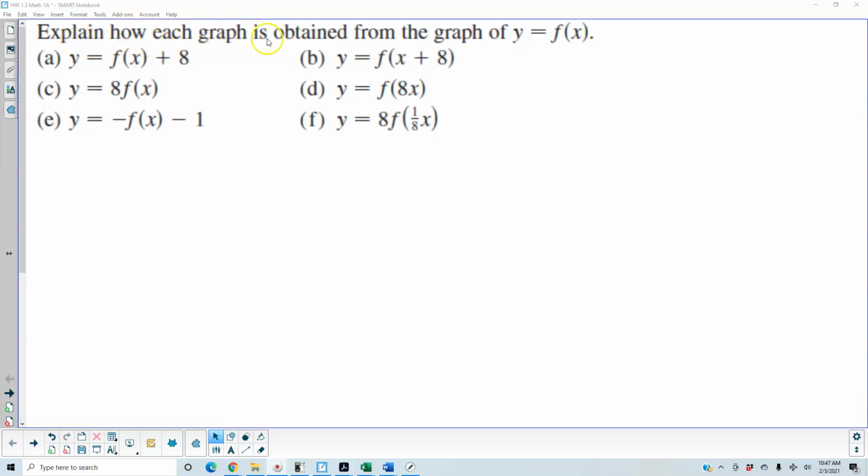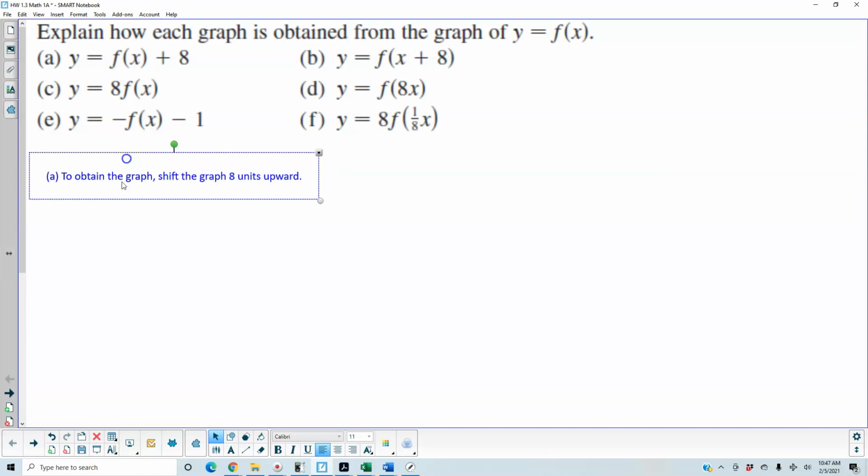Explain how each graph is obtained from the graph of y = f(x). If we look at part A, we have y = f(x) + 8. So we're taking the number 8 and adding it to the function, which means that we're shifting the function 8 units upward. So to obtain the graph in part A, we're going to shift the graph 8 units upward.